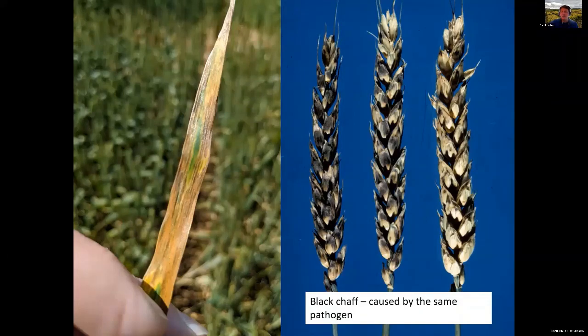This same pathogen can cause a black chaff of wheat as well, where we see some of the discoloration on the head there. So potentially whenever you have bacterial leaf streak on the flag leaf, you have a higher risk of getting black chaff.